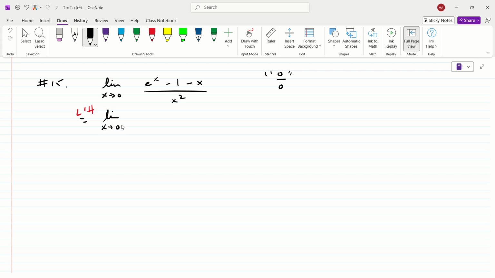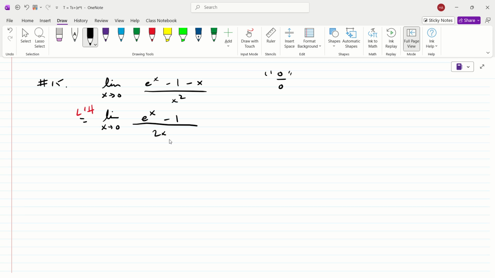So you can turn your original limit into this new limit, where on the top, you're going to have the derivative of the original top. The derivative of e to the x minus 1 minus x is e to the x. The derivative of negative 1 is 0. The derivative of negative x is negative 1. And on the bottom, the derivative of x squared is 2x.